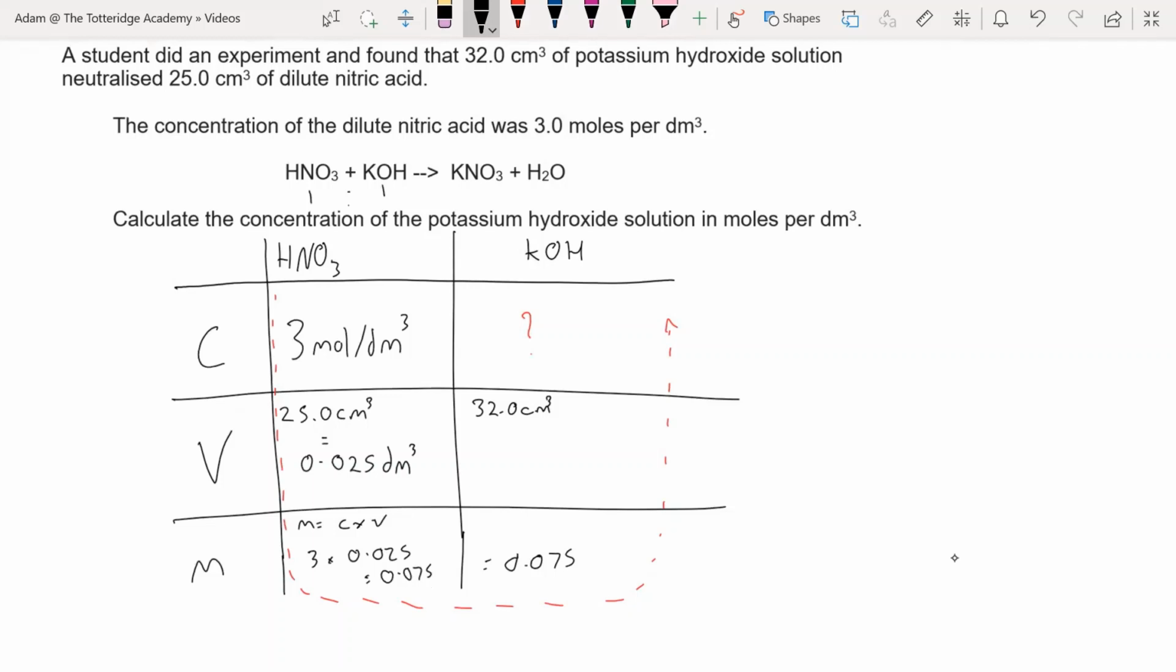Okay, what's the volume in here? I'd like you to work that out for me, please. Write down your answer. What is the volume over here? I'm hoping that you got 0.0320 dm³, which means I am now ready to work out my final box, which you can do for me. Work out the final box.